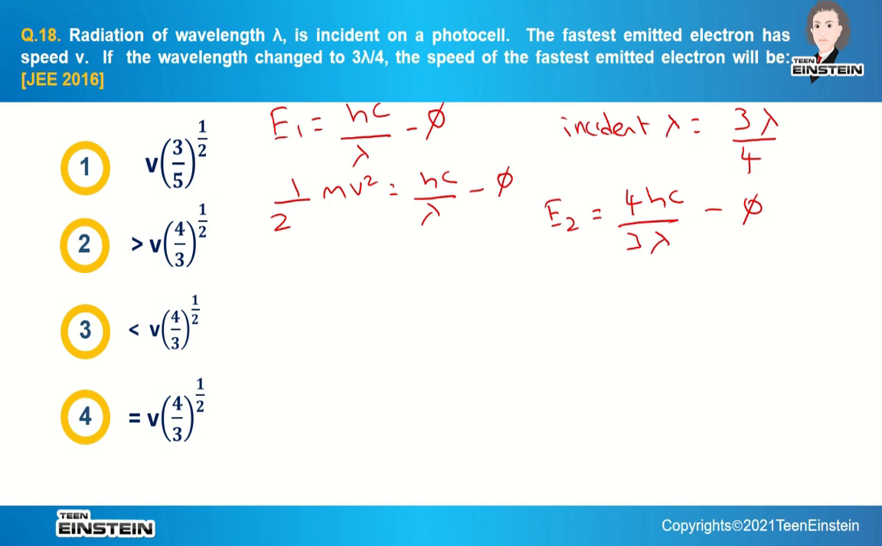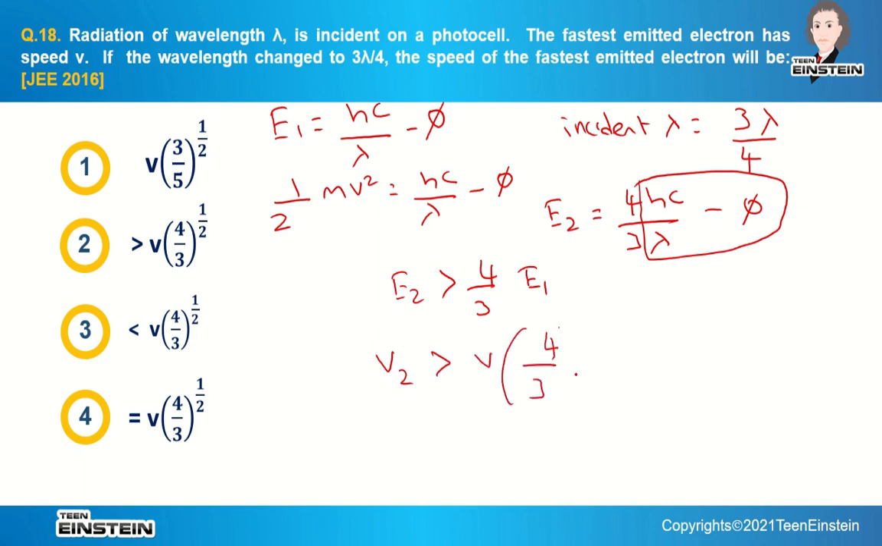So you can see in comparison of E1 and E2, E2 seems to be greater than 4 by 3 of E1, because this is E1, you know that. So 4 by 3 of E1. Similarly, your velocity V2 will be greater than V times 4 by 3 to the power of half. So the correct option is option number 2, where the velocity is greater than V into 4 by 3 to the power of half.